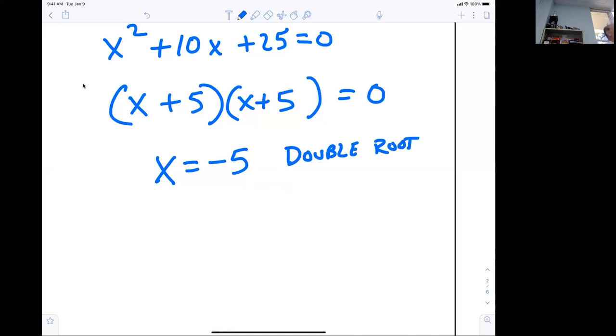All right, why is it called a double root? Because the same root, which is called the solution, or sometimes it's called the zero. All right, this is also called a zero. And we'll explain to you more in the next couple weeks why they call it that. But it's called a double root because it's the same solution written twice.